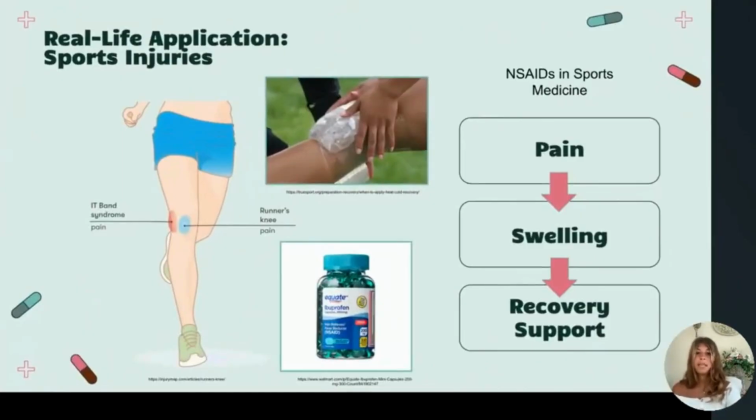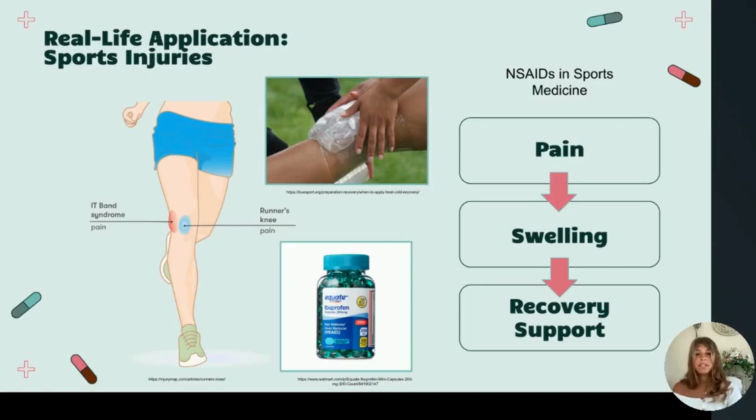One real-life application of NSAIDs is treating sports injuries. Athletes and active people often deal with sprains, strains, tendon injuries, or sore muscles after exercise. When an injury happens, the body creates inflammation, which leads to pain and swelling. NSAIDs help by blocking the COX enzymes, which lowers the amount of prostaglandins being made. As a result, pain and swelling go down, making it easier to move and recover.